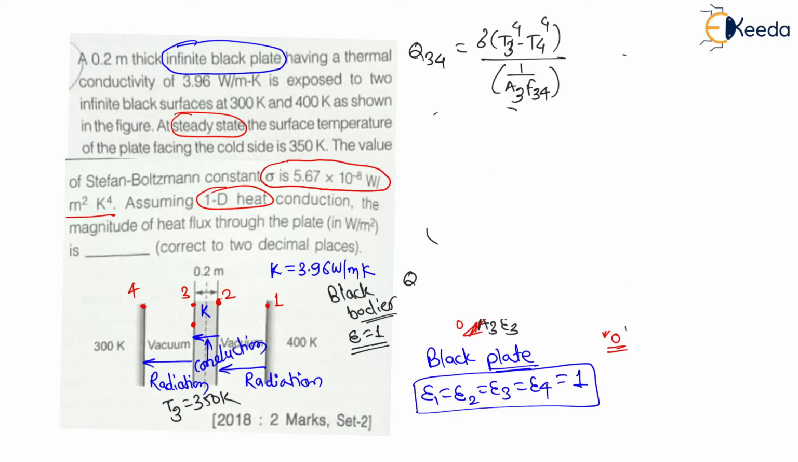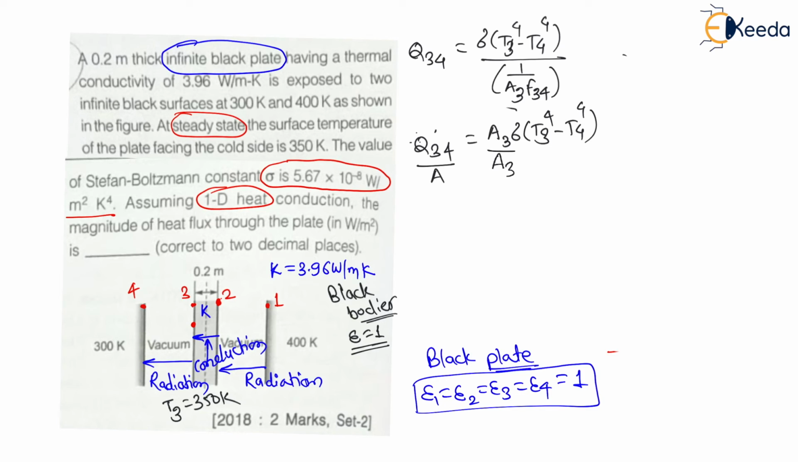Therefore my dear students, this equation becomes, let us write this equation. Q3 to 4 will be equal to, this area will go up, area 3 sigma T3 power 4 minus T4 power 4. But here they are asking heat flux, that is heat transfer per unit area. So let us divide by area 3, because all areas are same. As it is infinite plate, for infinite long plates, area 1 is equal to area 2 is equal to area 3 is equal to area 4 is equal to area, right? Therefore this area 3 will be divided by area 3, right? Therefore the heat flux will be sigma T3 power 4 minus T4 power 4.